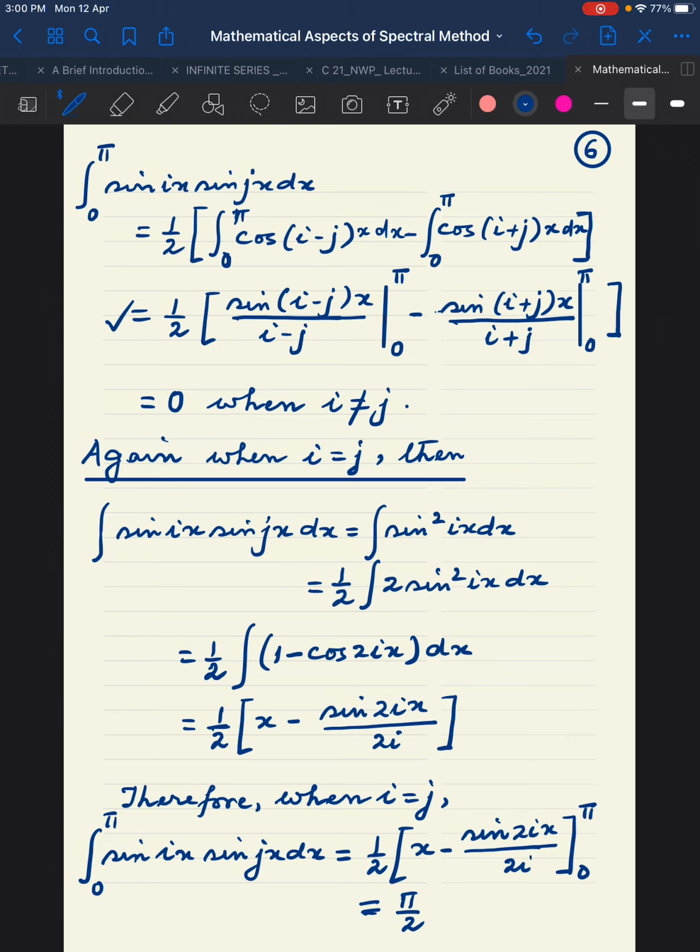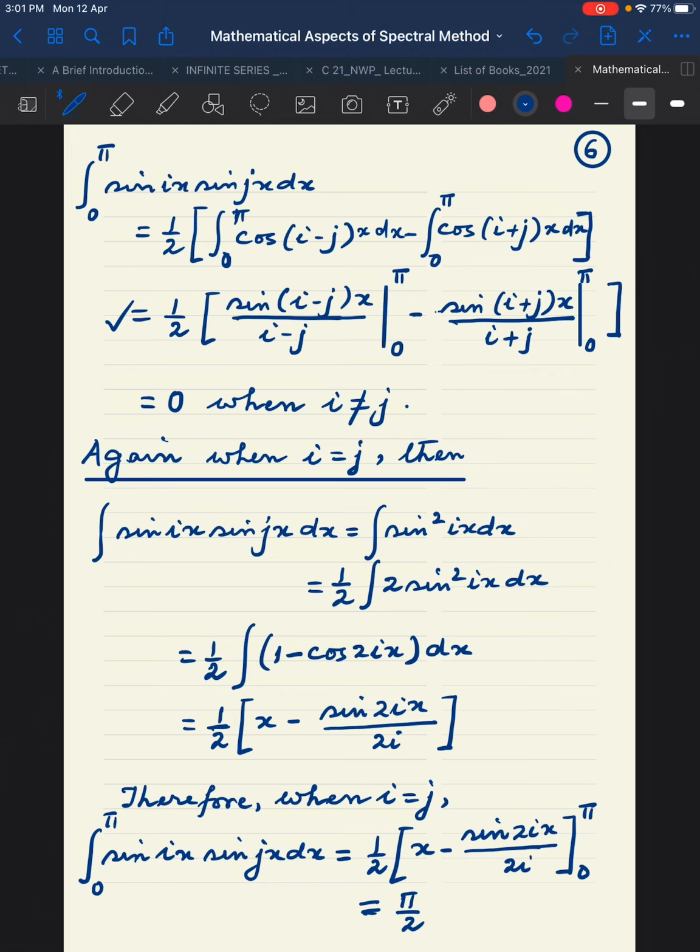So that when i is not equal to j, you get this is equal to 0, because you know the value of sin n pi or cos n pi. Here we have used the idea of sin n pi, and we get, when i is not equal to j, automatically, very simply, that this is 0. That means integral 0 to pi sin ix sin jx dx, that is the product of the basis functions, is 0 when i is not equal to j.